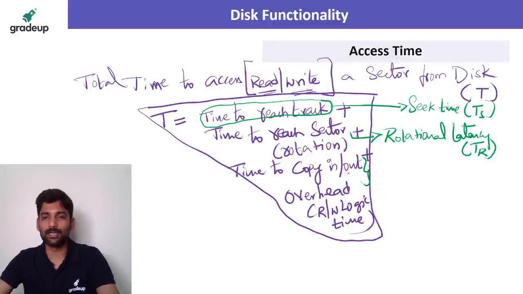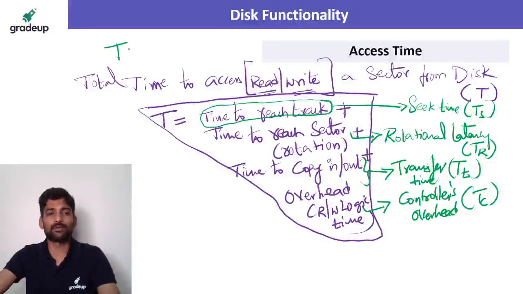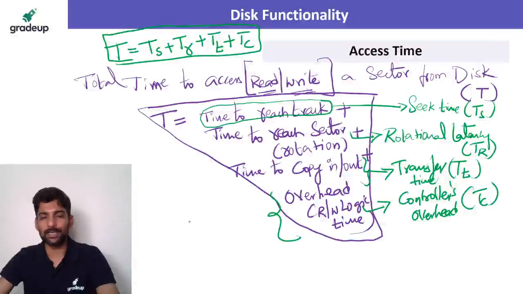And the time to copy the data in or out is called transfer time. Let me put this as T suffix T. And this read write logic time we call the controller's overhead, so T suffix C. So the total time to access any sector is a combination of seek time plus average rotational latency plus transfer time plus controller's overhead. This controller's overhead may be neglected.